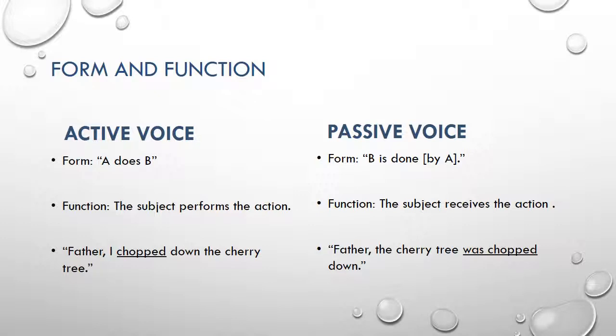Well, let's look at the form and function of active and passive voice. The active voice in form has A does B, whereas the passive voice in form has B is done, and the writer could add the agent by A if he or she wants to. Well, in function, for active voice, the subject performs the action, but the function in passive voice, the subject receives the action or is acted upon.